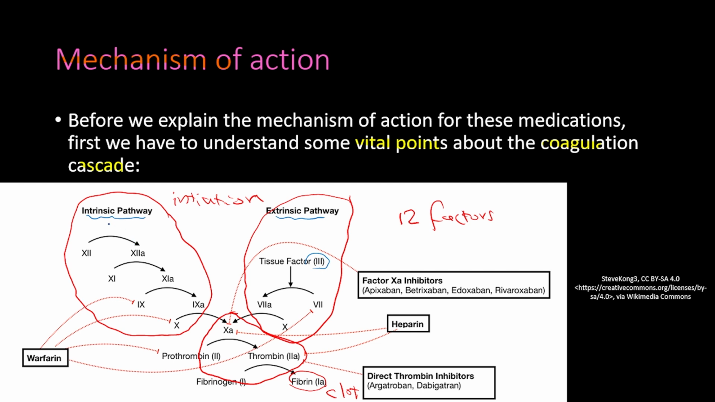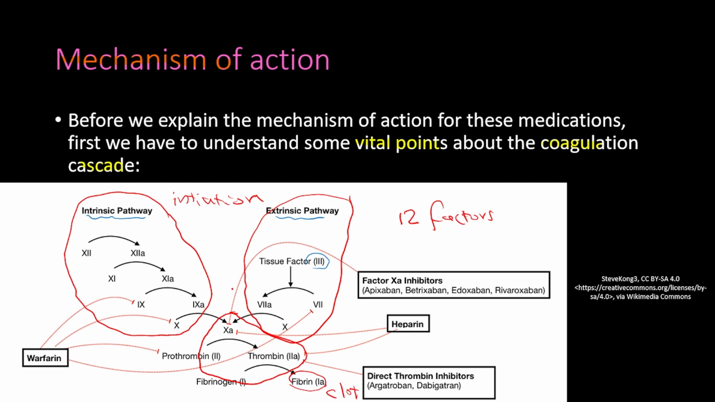The intrinsic pathway, on the other hand, is activated when there is damage to the vessel endothelium and there is exposed collagen. As a result of that damage, this will lead to the activation of factor 12, and factor 12 would activate factor 11, factor 11 would activate factor 9, factor 9 would activate factor 10, and factor 10 would activate factor 2, which would activate factor 1, leading to the clot formation.